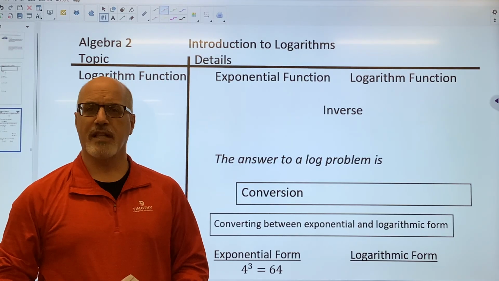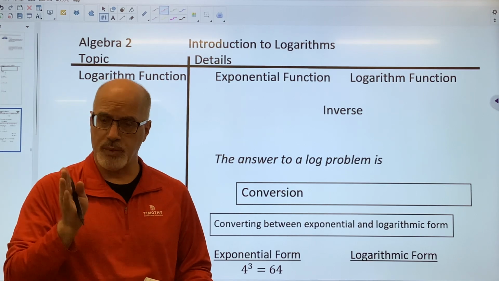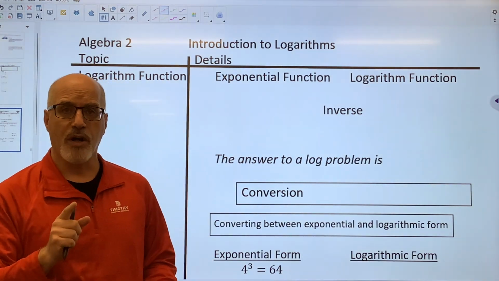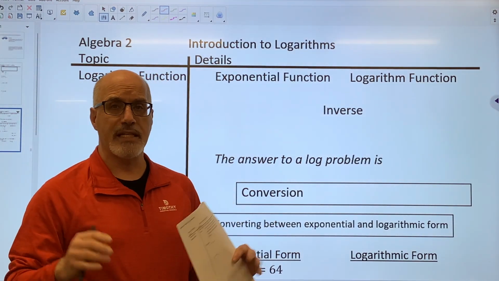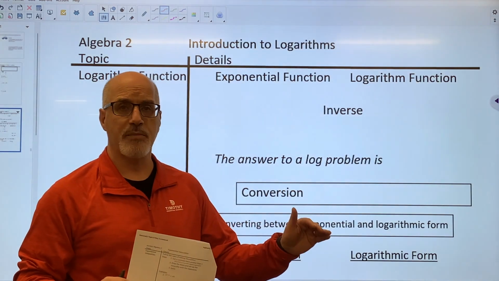The objective of this lesson is to understand logarithms and be able to convert between logarithms and exponentials and back. Now, logarithms will be a new function. The basic idea and the big idea here is that logarithms are the inverse of an exponential.